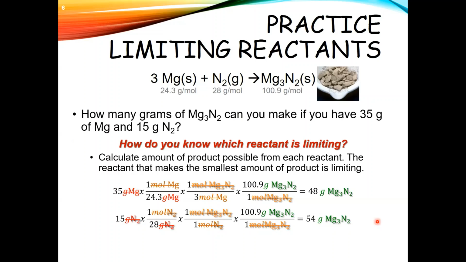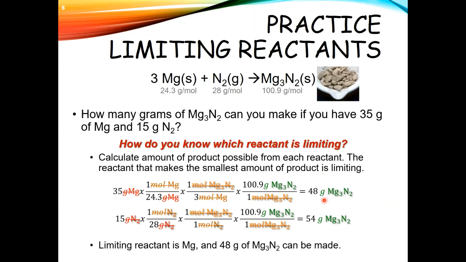Now, if you look at this, what this means is with 35 grams of magnesium and 15 grams of nitrogen, the magnesium is producing less than the nitrogen. Now, in reality, we're not producing the Mg3N2 from just one species or the other. We're using both. And so one of these is going to get completely used up. When it's used up, the reaction stops. And that means that it's going to stop after we produce 48 grams of Mg3N2.